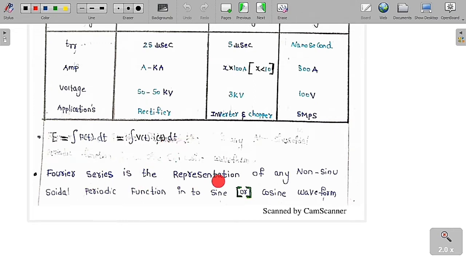Fourier series is the representation of any non-sinusoidal periodic function in sine or cosine form. So if anything is a periodic signal, we can write it in terms of sine and cosine. So if any signal is periodic, we can write it in terms of sine and cosine. So Fourier series is a representation of any non-sinusoidal periodic function in terms of sine and cosine waveforms.